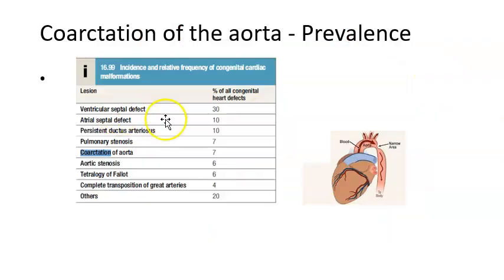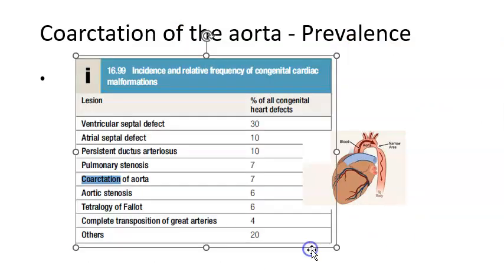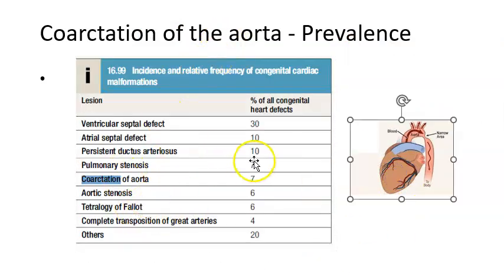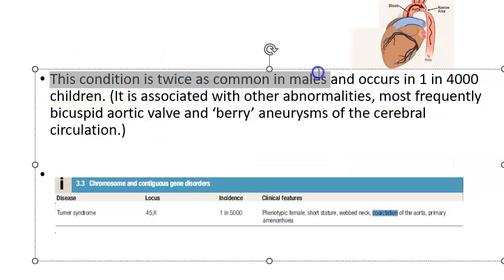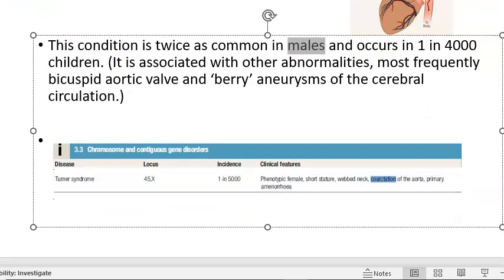Move on. How much is the prevalence of this? This is actually one of the congenital heart malformations. It is not the most common; it is the fifth most common congenital heart disease, it looks like. Then this condition is more common in males. Interesting, right? And 1 in 4,000 children can have this condition.